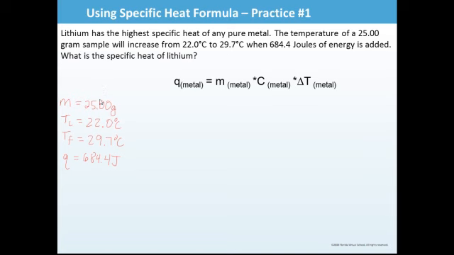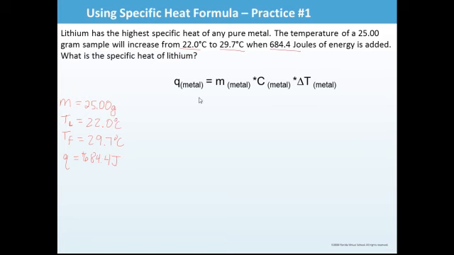Welcome back. I have listed here everything that we need to know. We have mass equals 25 grams, our initial temperature, I have a subscript of an I here, that equals 22 degrees. It told me that it's going to increase from 22 degrees, which means that's my initial temperature. My final temperature is 29.7 degrees Celsius. And it said that I added 684.4 joules of energy.